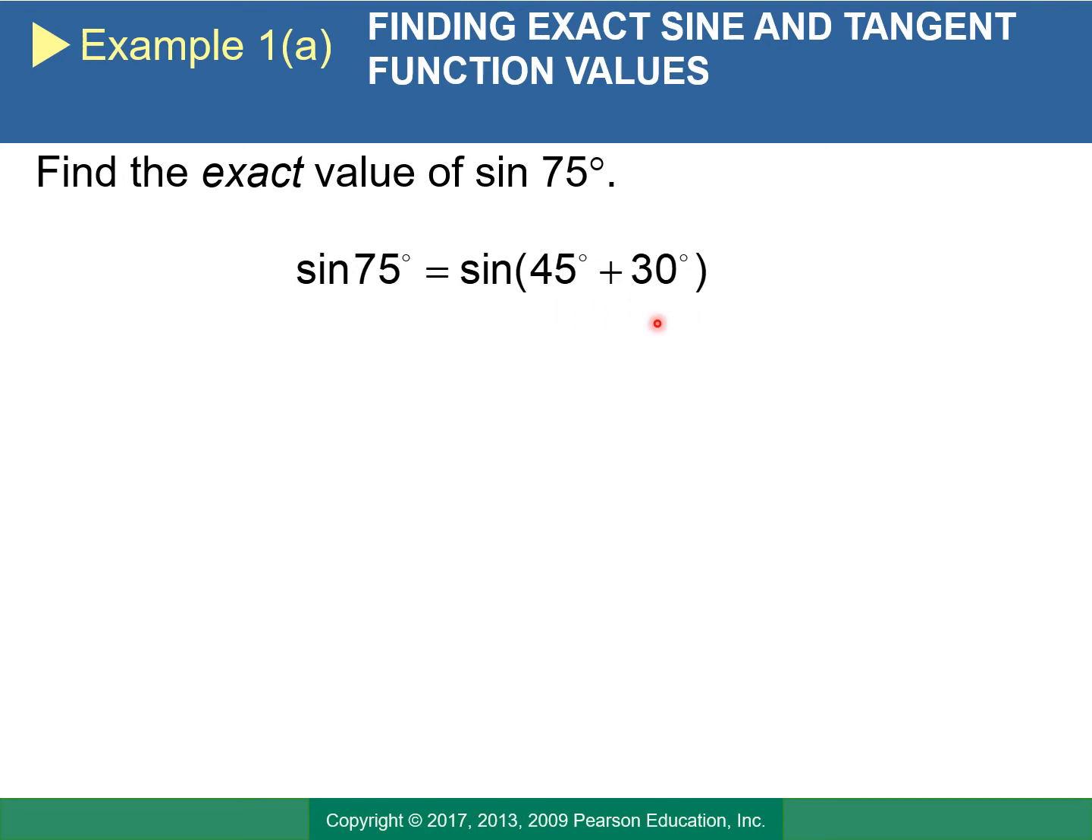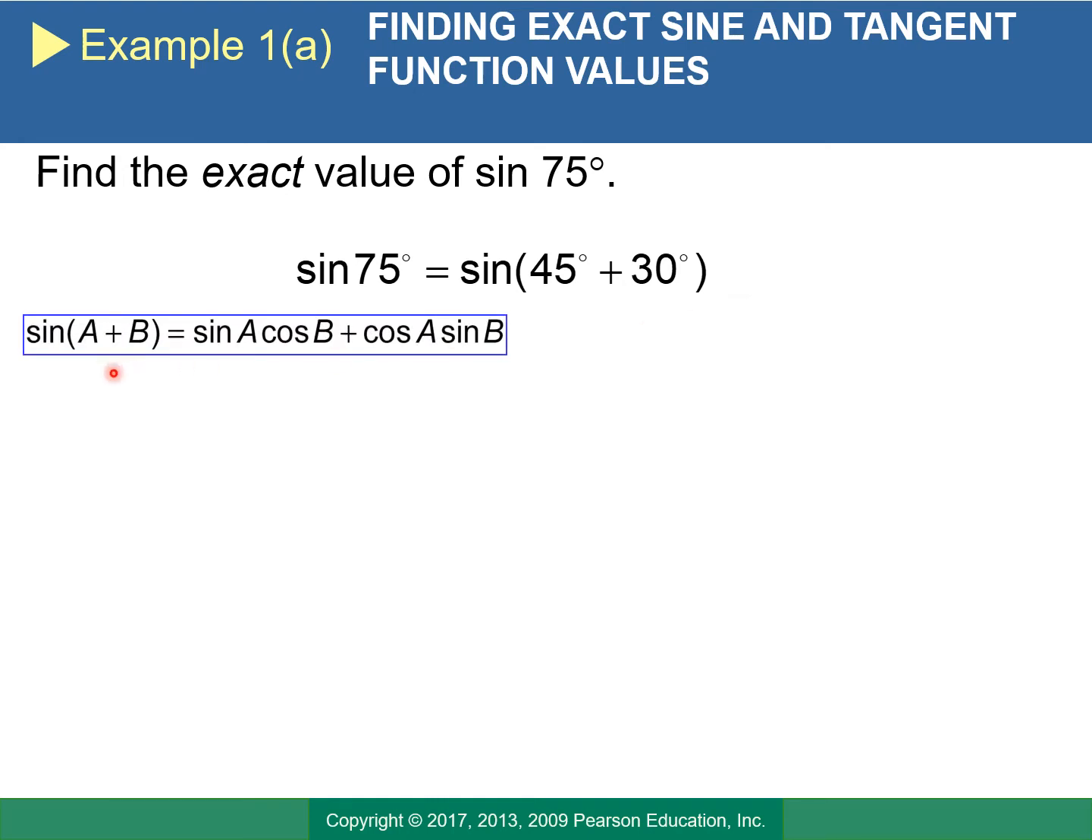And you can use your unit circle. It's usually the best option for figuring out how to break apart the value you were given. And it's either going to be broken apart as the sum or difference of two angles that you know about. In this case, it's the sum. We know sine and cosine of 45 degrees, and we know sine and cosine of 30 degrees. So we're going to use that to our advantage to figure out this exact value.